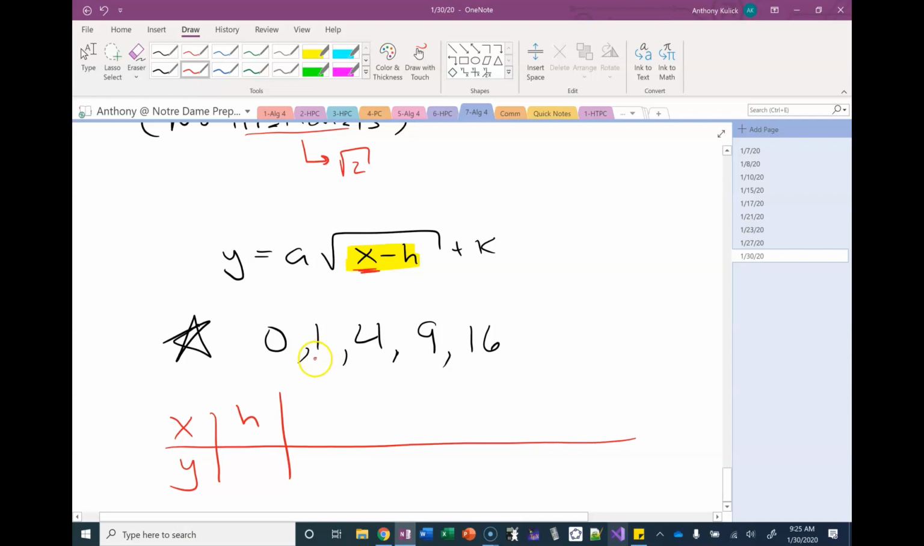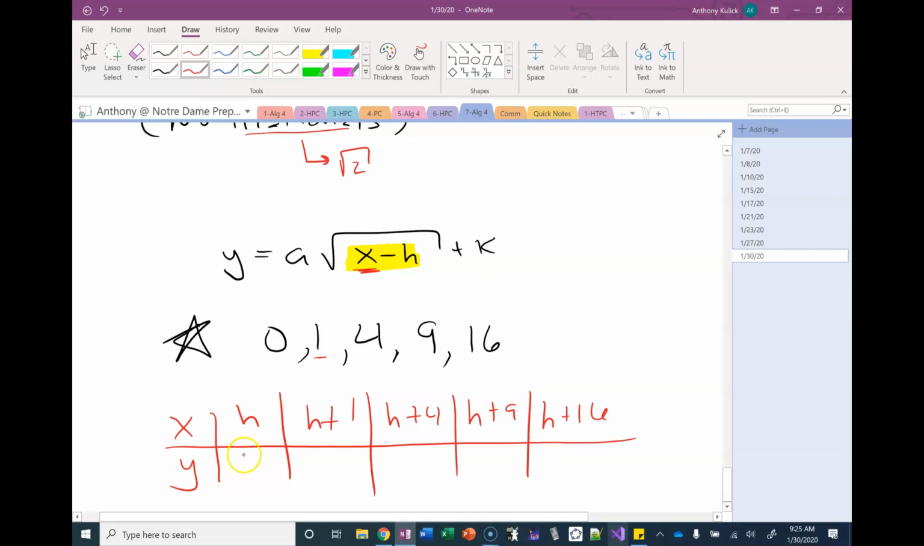Now suppose I want to get 1. What would I pick? h plus 1. If I want 4, what would I pick? h plus 4. And for 9, I'll pick h plus 9, and for 16, we'll pick h plus 16. Everybody okay with that?